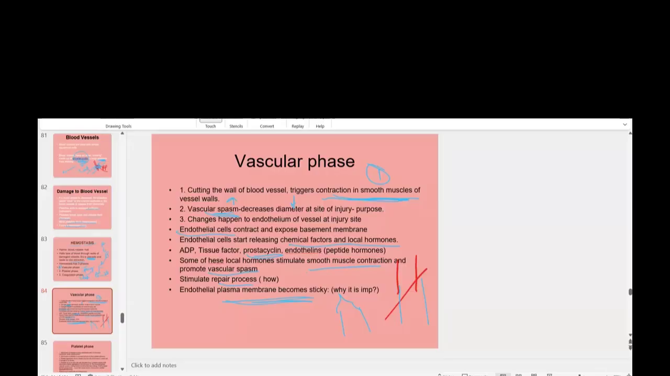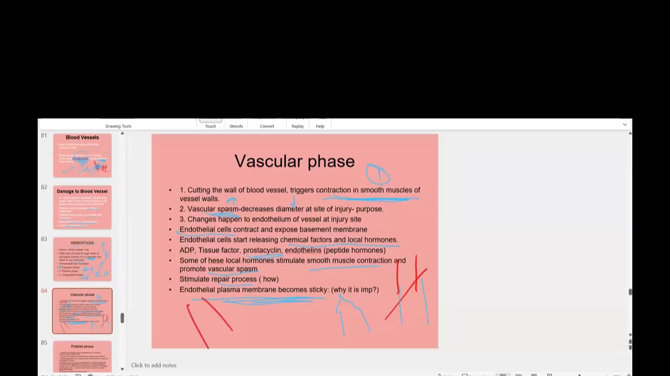So vascular phase is the first step. Then comes the platelet phase. For the platelet phase to kick in, this one becomes sticky so that it can attract the platelets to come. So first step, let me show you.